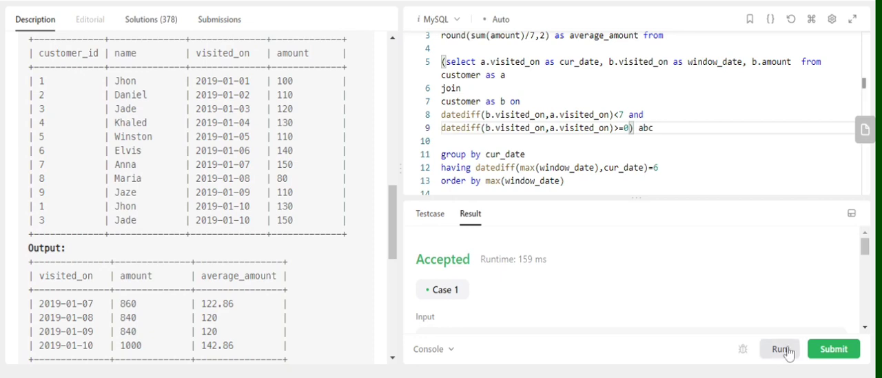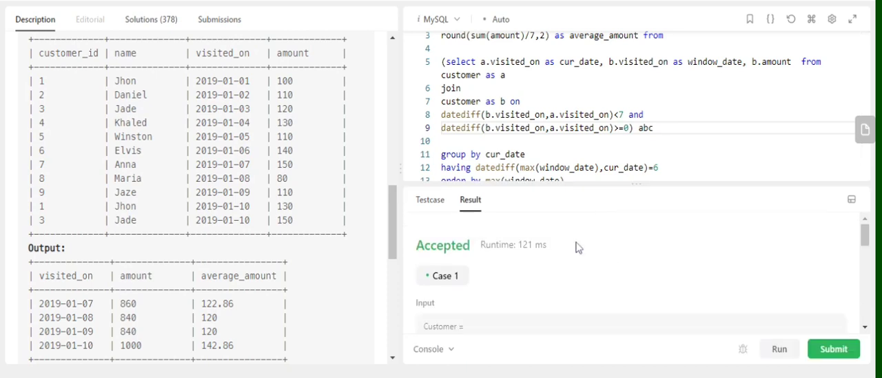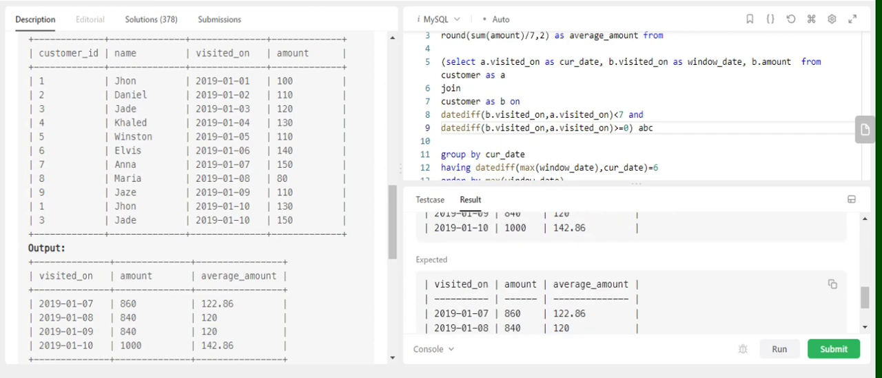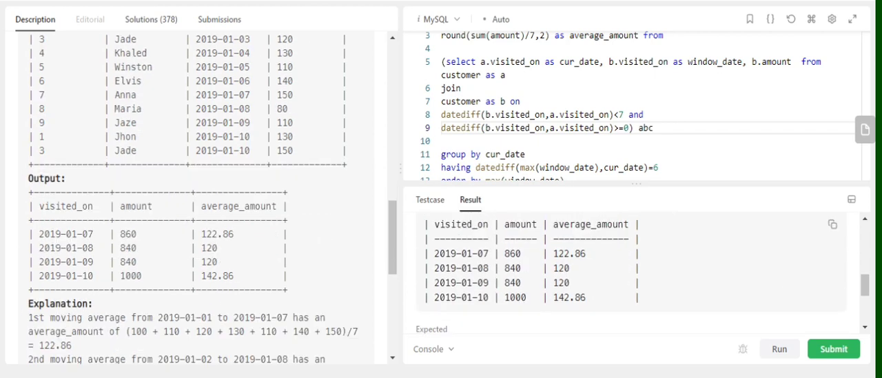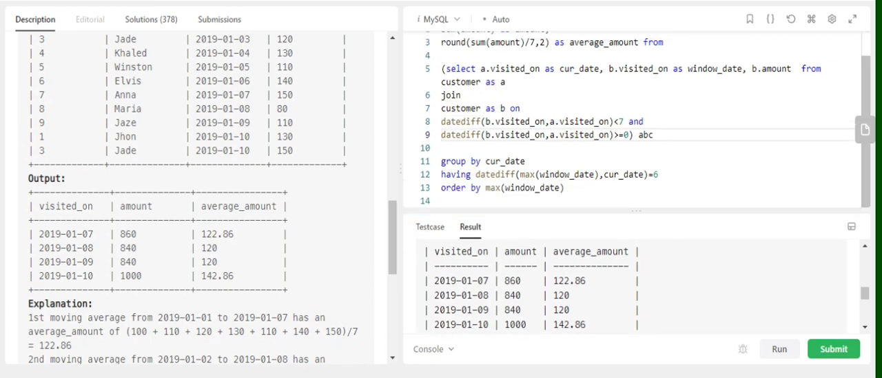Hence, if we run this query, our case has been accepted. Whatever was expected, we have got all the results. Summarizing the whole query, we are first of all going for a self join depending upon a special condition where the difference between the two visit dates should be greater than 0 and less than 7. After that, we are taking the current date, and then calculating all the statistics required, and then we have put a condition for datediff so that we can ignore all the windows which are not completed yet. This is how you can calculate moving average using SQL.